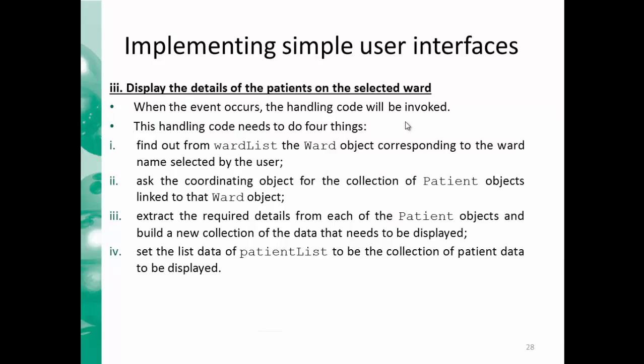Now, more information about how to display the details of the patients on the selected ward. When the event occurs, the handling code will be invoked. This handling code needs to do the following 4 things. First, it needs to find out from the ward list the ward object corresponding to the ward name selected by the user. Then we need to ask the coordinating object for the collection of patient objects linked to that ward. Then we need to extract the required details from each patient, because we need the name and the age, and we need this to be listed in the last step in a list showing the patients and their ages.